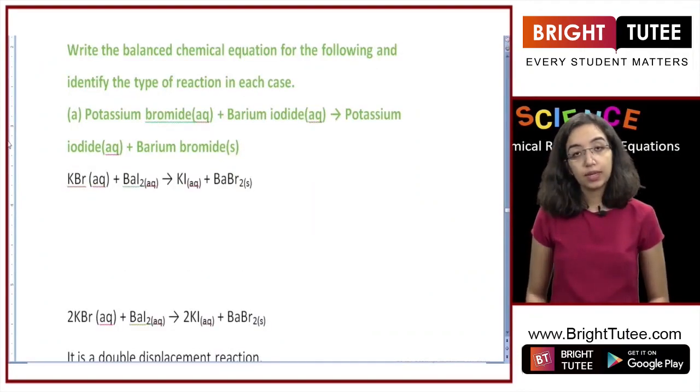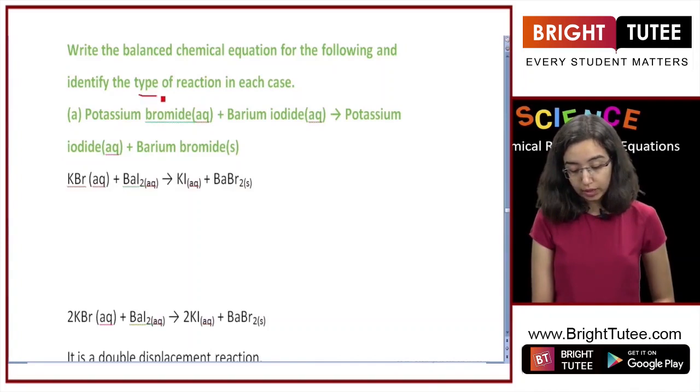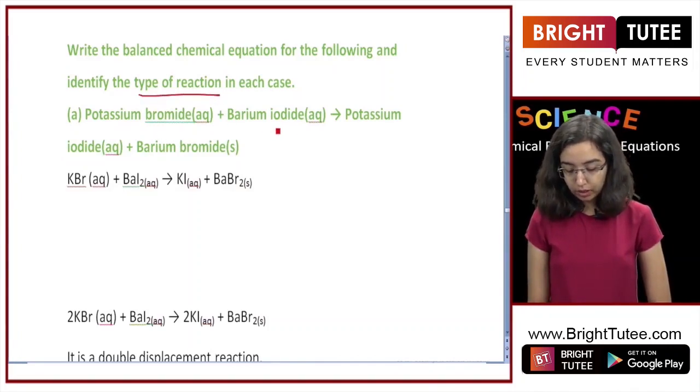This next question expects the balanced equation along with the type of reaction. So it says potassium bromide with barium iodide forms potassium iodide and barium bromide. KBr plus BaI2 forms KI plus BaBr2.